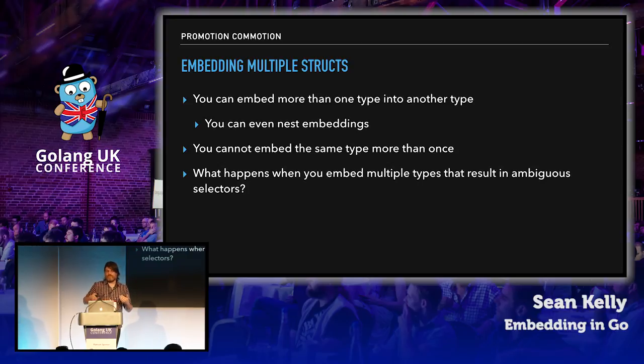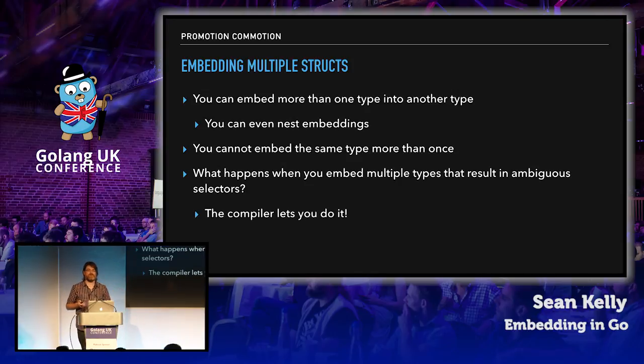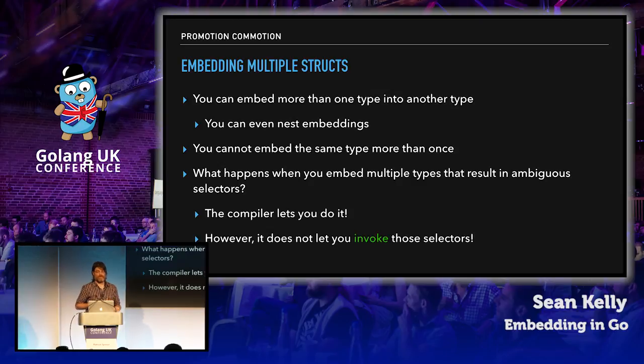But what happens if you embed multiple things that result in ambiguous selectors? The compiler doesn't stop you, because there are perfectly valid reasons why you might want to embed multiple objects that just so happen to have some conflicting methods or field names, but you still want to make use of the other ones that you can, or because you don't really have control and you just, for whatever reason, need to embed them. The compiler will not stop you from doing it, but what it will stop you from doing is invoking those selectors.